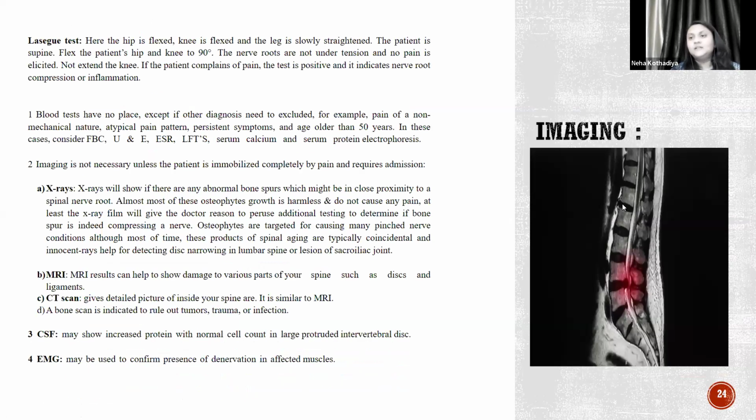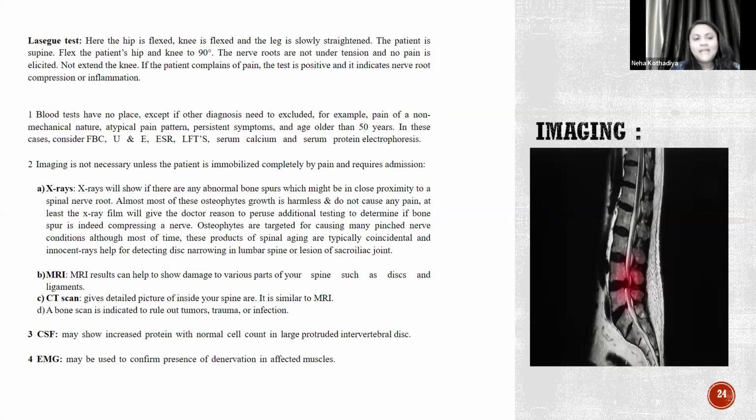Now the Lasègue test. This test is also for sciatica or other neurological disorders. Here the hip is flexed, the knee is flexed, and the leg is slowly straightened. The patient is supine; flex the patient's hip and knee to 90 degrees. The nerve roots are not under tension and no pain is elicited. Then extend the knee. If the patient complains of pain, the test is positive and it indicates nerve root compression or inflammation.